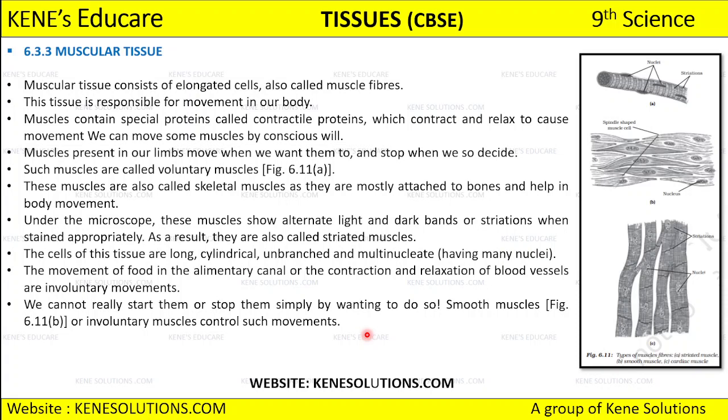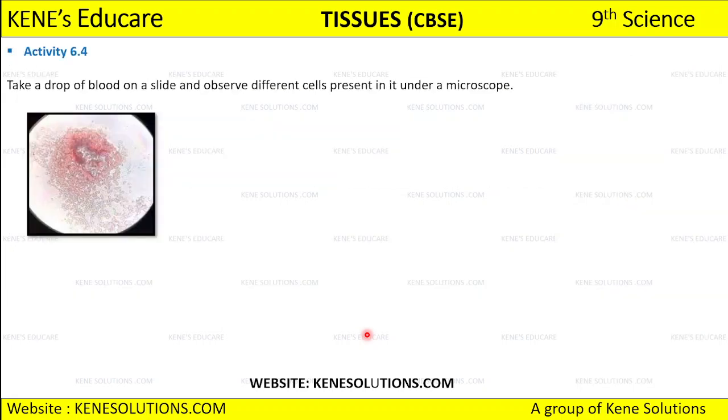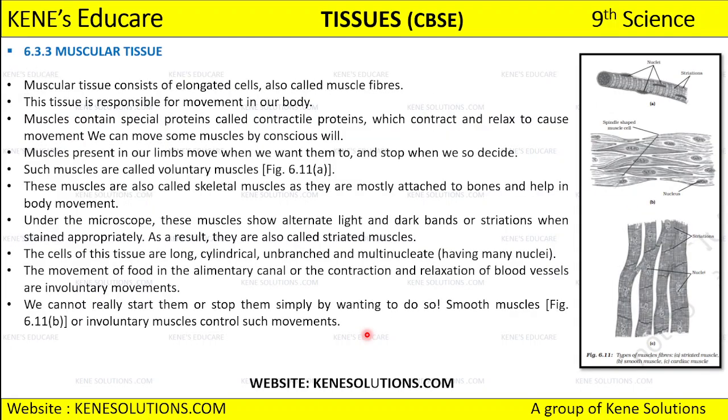Then we have bone, and after bone we have discussed the cartilage which is present in our nose, ears and all. The cartilage of the ear we can bend, but the cartilages which are present in our arms and all we cannot bend. Okay, then the third type of tissue that we had is muscular tissue.